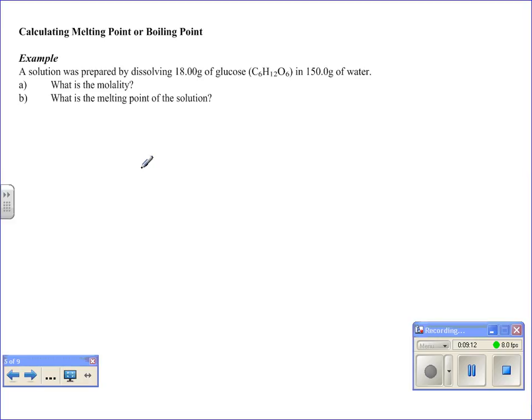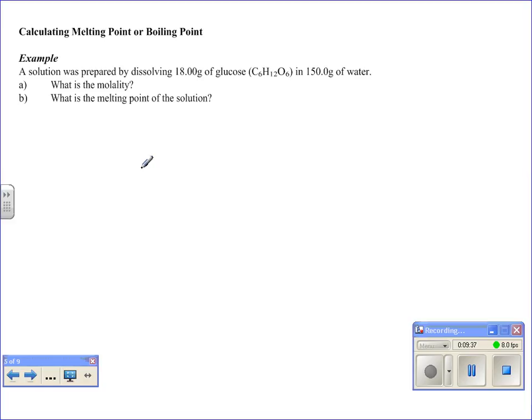What we need to be able to do are 2 types of calculations. We need to be able to calculate the melting point and boiling point of different solutions. And we're also going to need to use freezing point depression and boiling point elevation in order to calculate the molar mass of an unknown compound. Let's start with the first type, calculating a melting point or a boiling point.